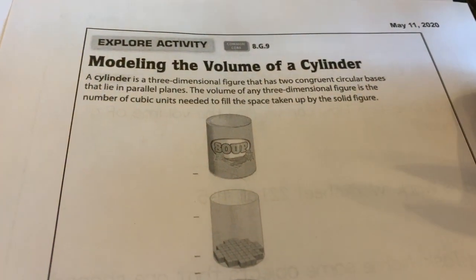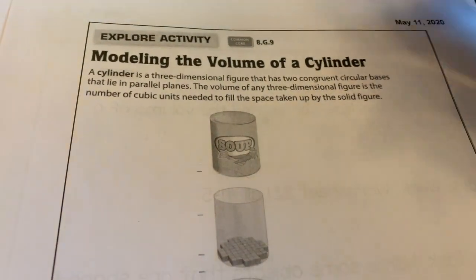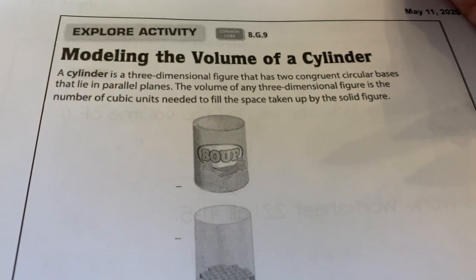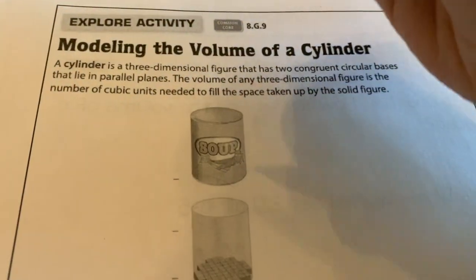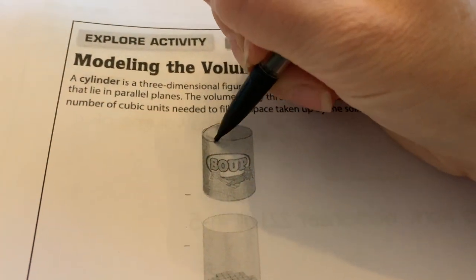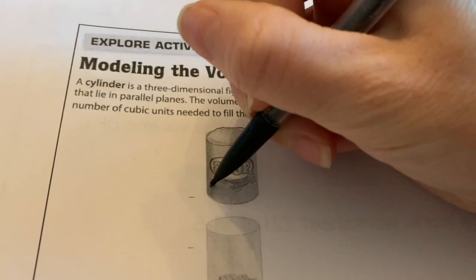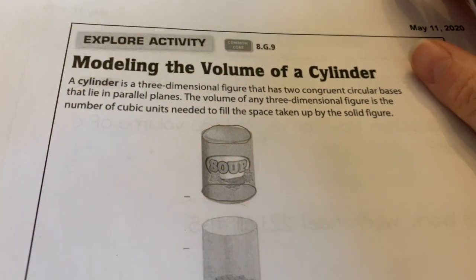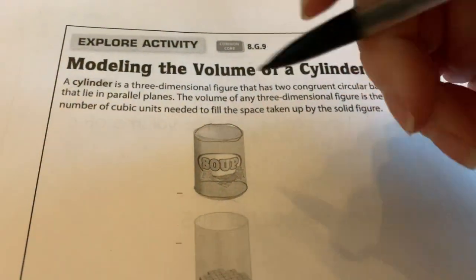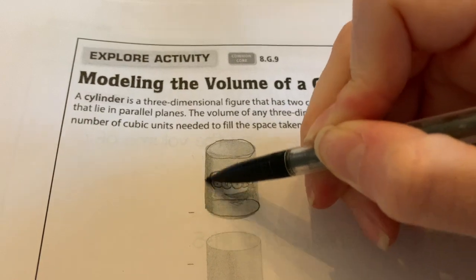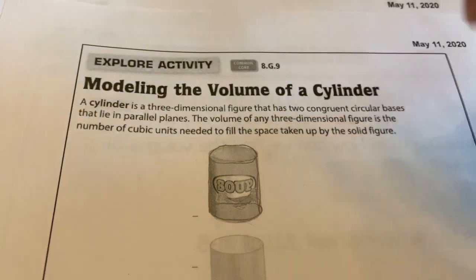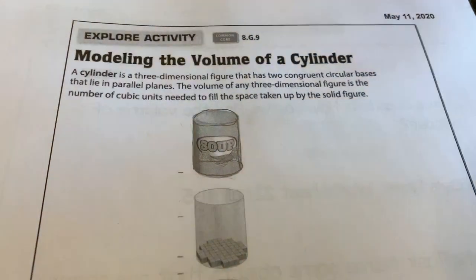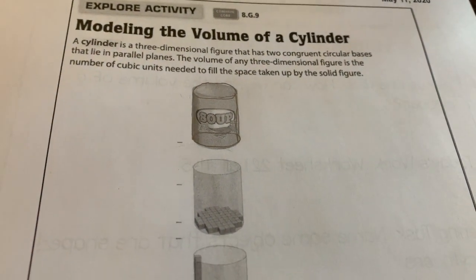So basically, to give you the formal definition, a cylinder is a 3-dimensional figure that has 2 congruent circular bases. There's a top base in the shape of a circle, and a bottom base that's the exact same size, and they're lying in parallel planes. And they're separated by this height here, okay? The volume of any 3-dimensional figure is the number of cubic units that we need to fill the space taken up by that solid figure.